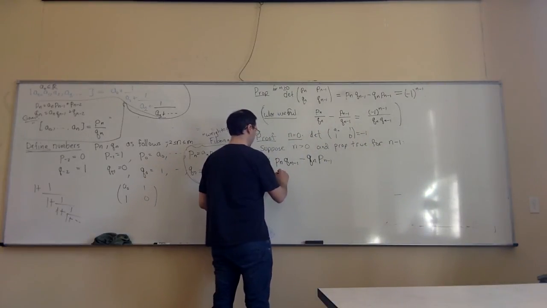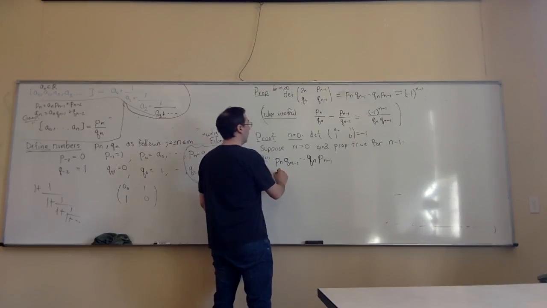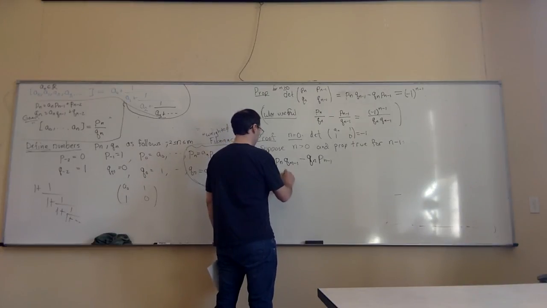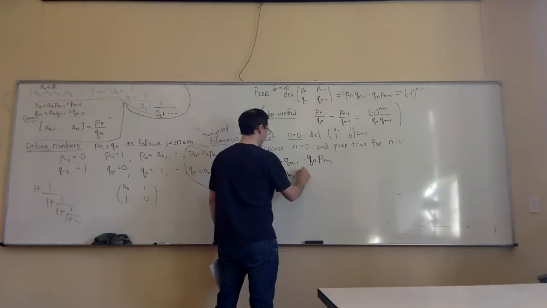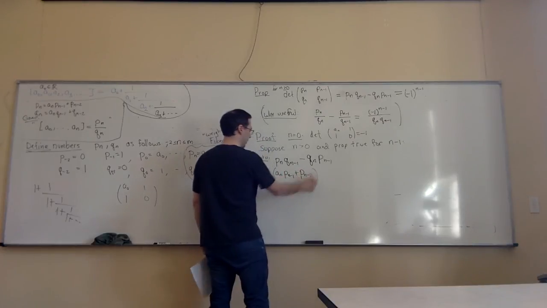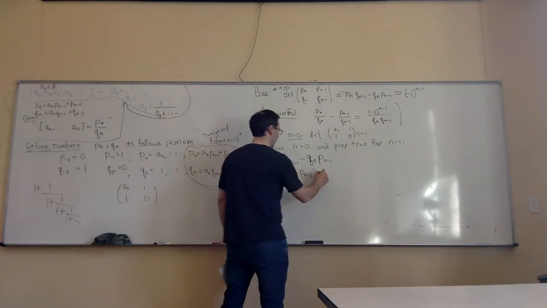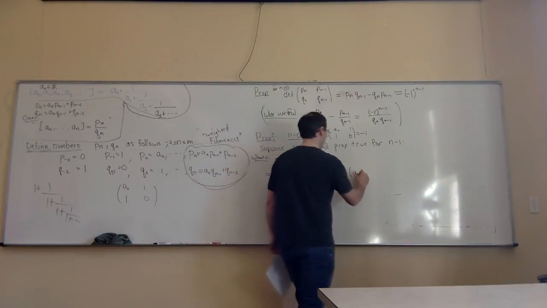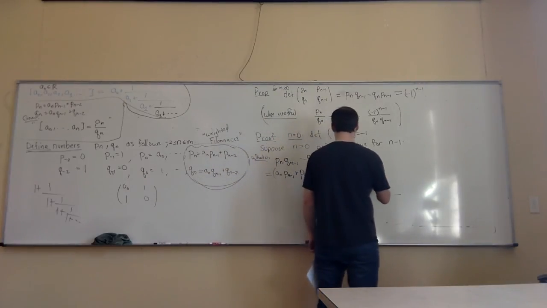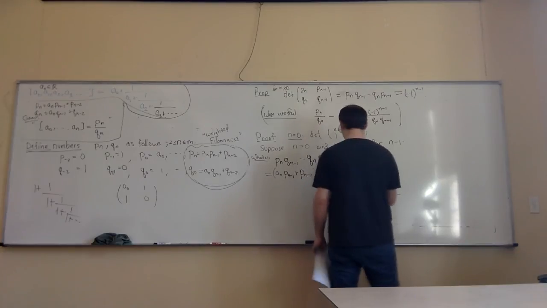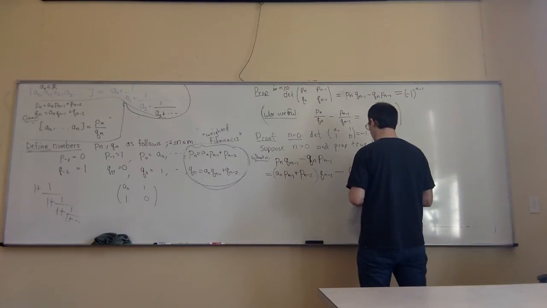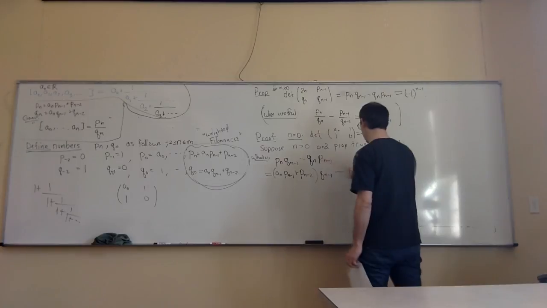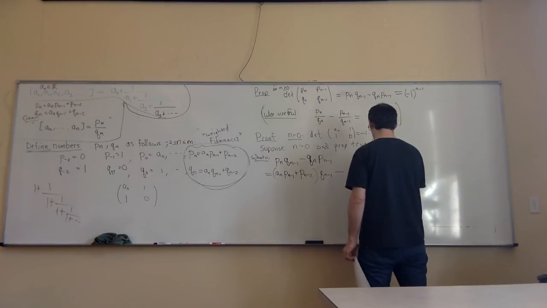So Pn is An Pn minus 1 plus Pn minus 2. Remember, it looks like a Fibonacci number, but there's an A in there. Times Qn minus 1, minus A sub n Qn minus 1, so just substituting in Qn, I'm rewriting Qn as An Qn minus 1 plus Qn minus 2. That thing times Pn minus 1.